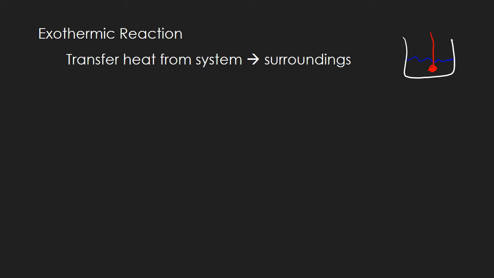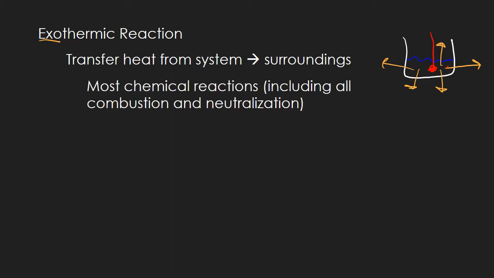Well, since this is an exothermic reaction, that means the energy in the reaction is going from the system, so from the reaction, out into the surroundings. Think of it as an exit. XO, exit. Energy is exiting. Therefore, heat is leaving. We would see a decrease in temperature. Exothermic reactions actually consist of most chemical reactions, including all combustion, which is your hydrocarbons plus excess oxygen makes CO2 and H2O, and neutralization reactions where we have an acid and a base and we neutralize it into usually a salt and a water.